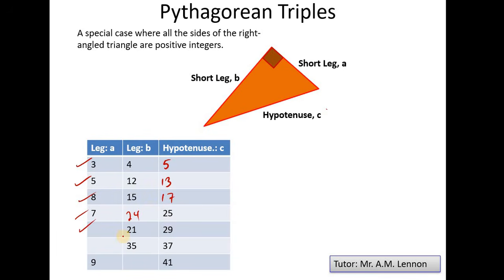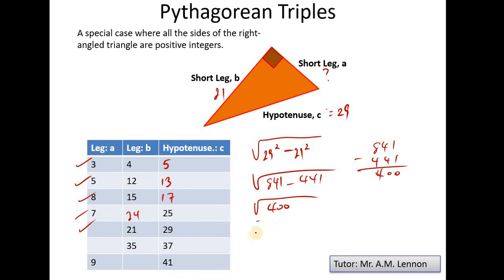Alright, so now let's find the next one. Trying to find A, and we're given B as 21 and the hypotenuse as 29. Since we're trying to find one of the legs again, we're going to subtract. We have to square the two figures we're given. Put the biggest one first, which is the hypotenuse, and then we put 21, and then we're going to work that out. The square of 29 is 841. The square of 21 gives us 441, easy. So we're going to get the square root of 400.